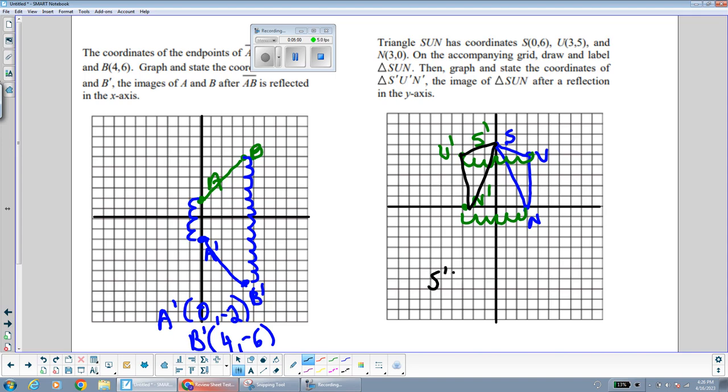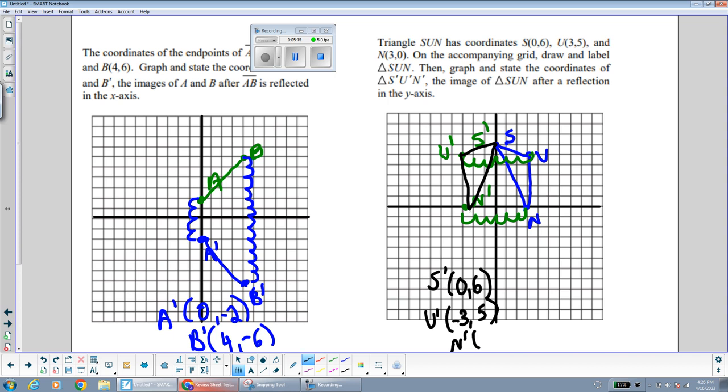And then I'll write down the coordinates of the points. So S prime is the same as S. That was (0, 6). U prime, 1, 2, 3, 1, 2, 3, 4, 5. Oh, sorry. (-3, 5). I almost wrote that down incorrectly.